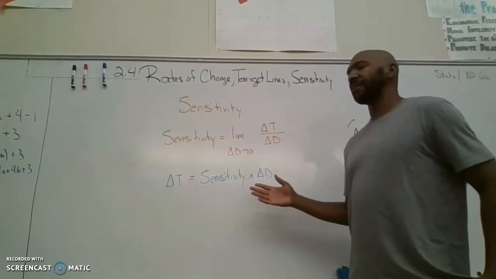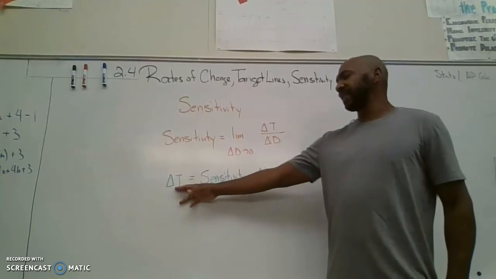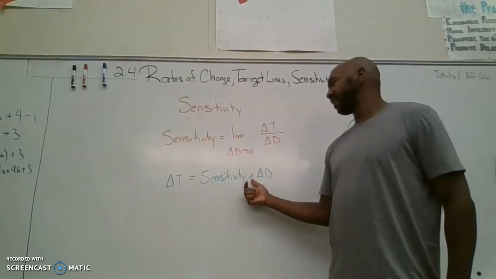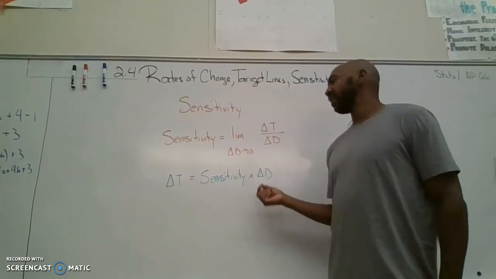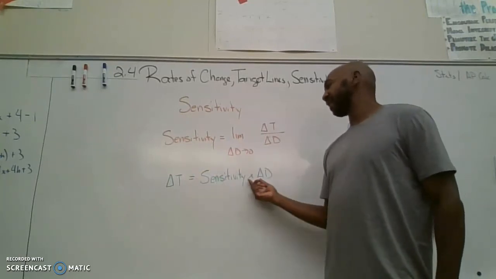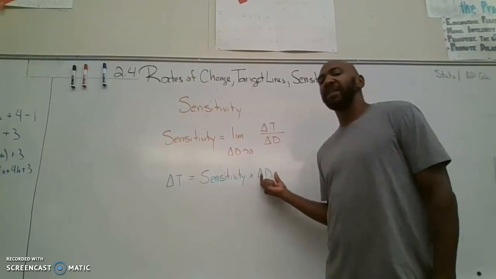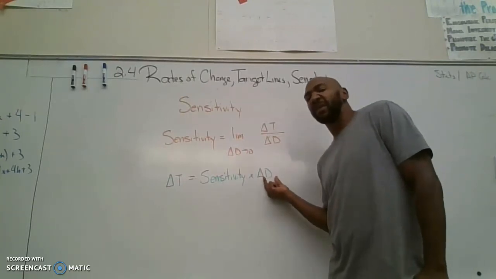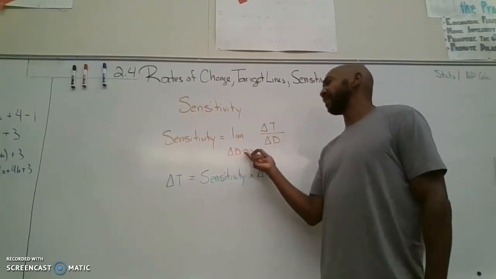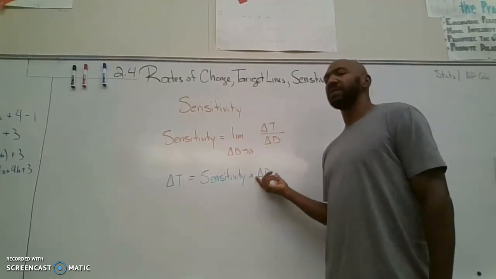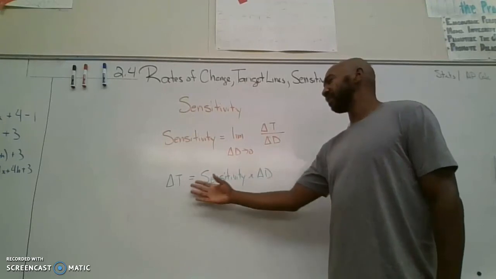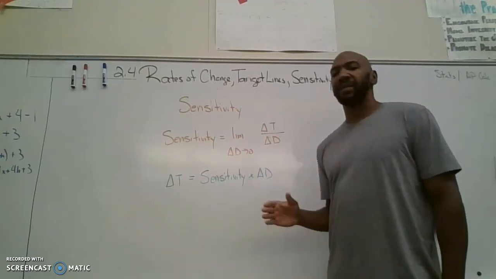Another way of saying that would be delta T is equal to the sensitivity times delta B, or the change in dosage. Change in temperature equals the sensitivity times the change in dosage if my dosage change is really, really small. So I'm assuming that my change in dosage isn't 0 yet, it's going to 0. So it's really small, so I can use this equation to help with my sensitivity.